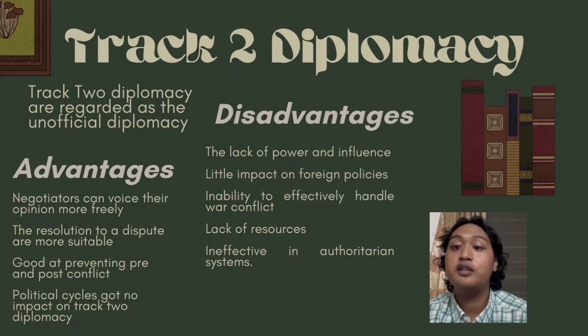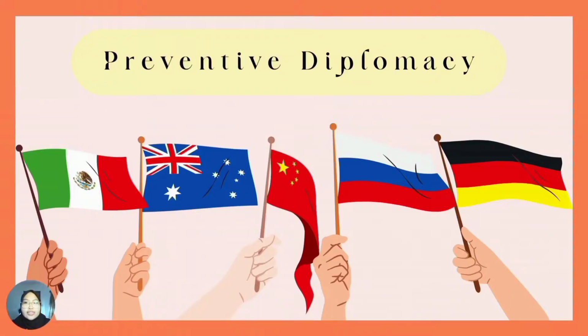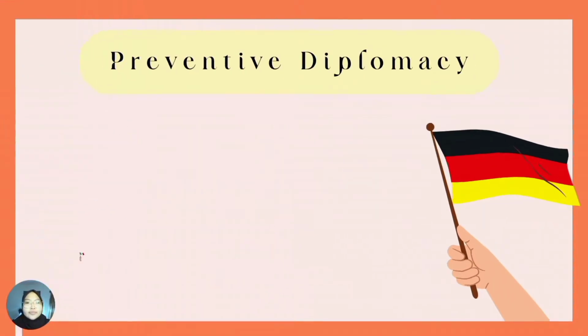Although there are many advantages to track 2 diplomacy, there are also disadvantages such as the lack of power and influence of track 2 diplomacy and its little impact on foreign policy, the inability to effectively handle war conflict, the lack of resources, and it is also ineffective in an authoritarian system. Next type is preventive diplomacy.